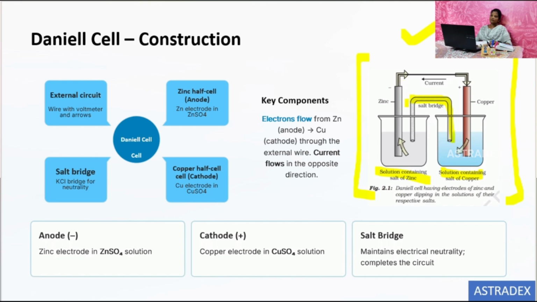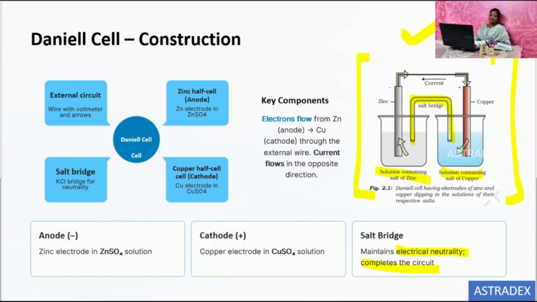This is an inverted U tube which is called a salt bridge, which plays a major role in the cell. It maintains electrical neutrality and this only completes the circuit. And the salt bridge is mostly filled with KCl. KCl is being taken here.